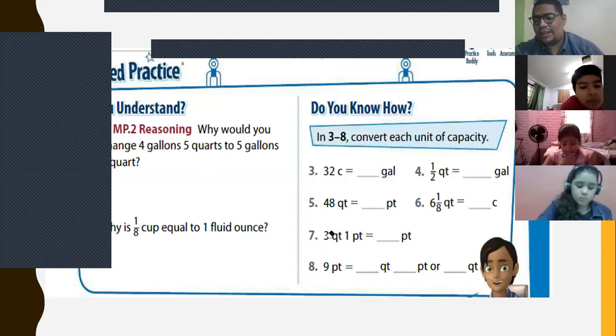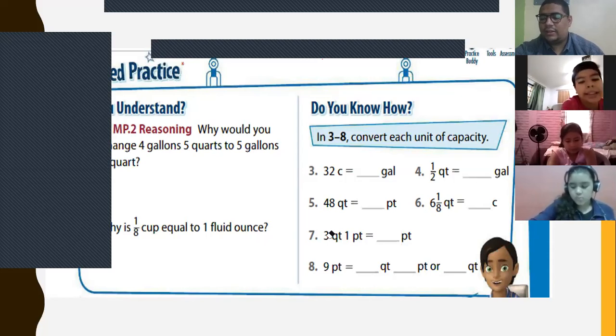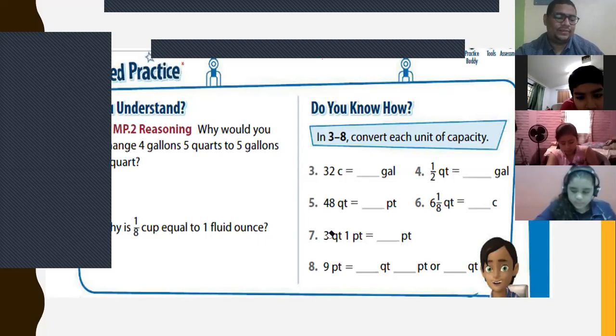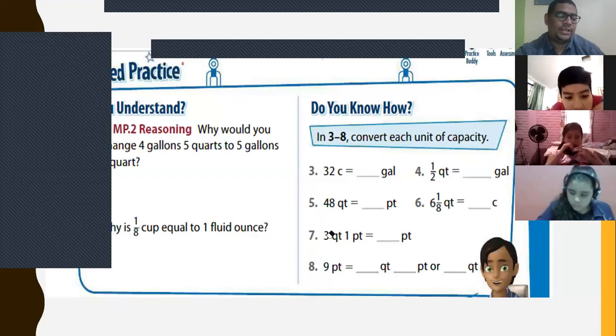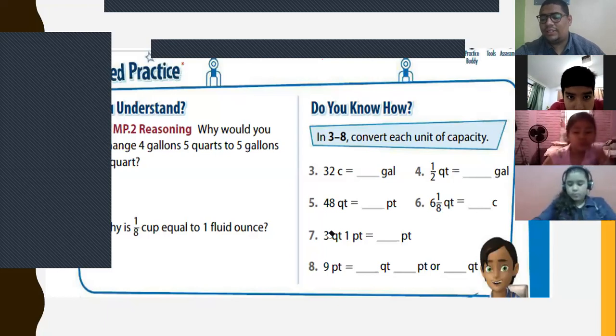You have 48 quarts, and then you have to convert these to pints. So 80? Are you sure? What do you have to do? Tell me. How many pints do we have in a quart? Divide, right? So, how many pints do you need to get a quart? 2. Are you sure? Yes. So, the number that you have to divide then? 48 divided by 2. So, which is the answer?